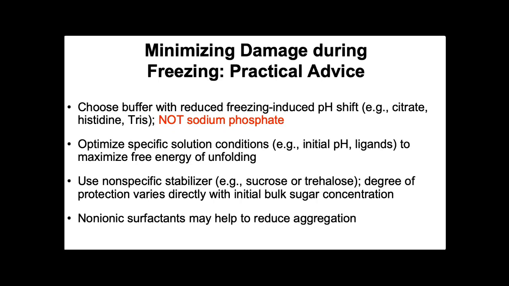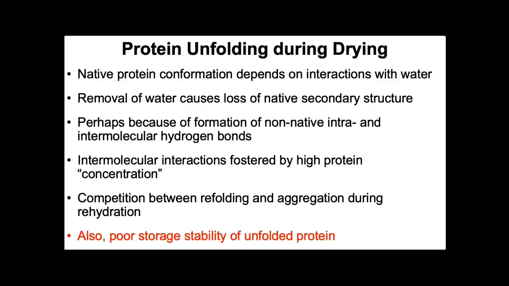During freezing, to maintain stability, having the appropriate pH is important, and also if you have stabilizing ligands, that's great. Non-specific stabilizers are often needed, like sucrose or trehalose, and it's been shown in numerous studies that non-ionic surfactants are also important to reduce aggregation, in this case most likely by reducing protein interactions with the ice-water interface.